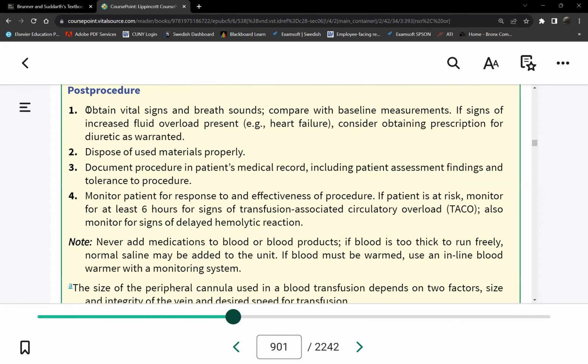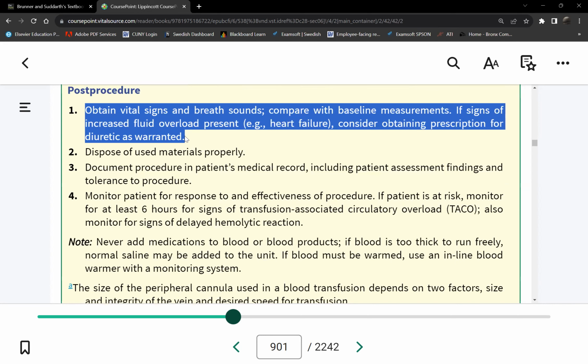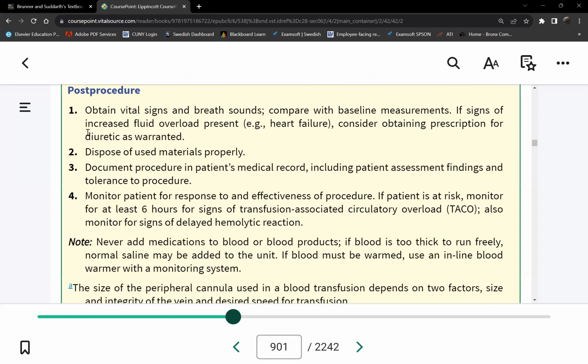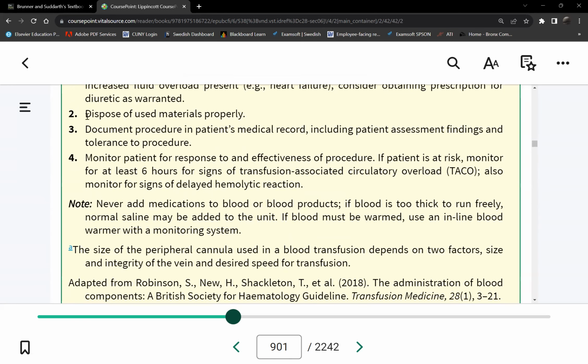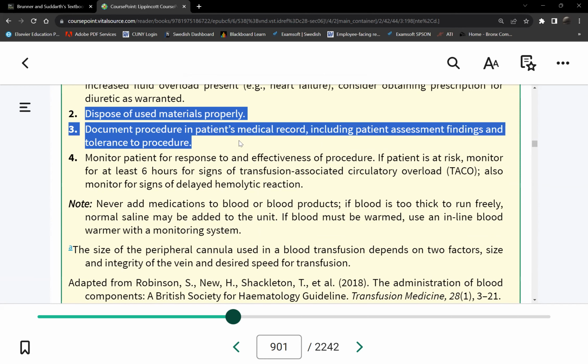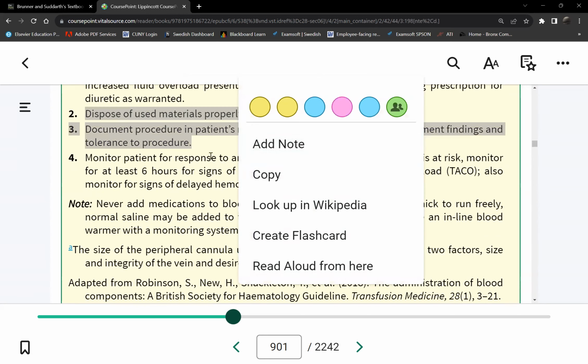Post procedure, so watch the patient. Vital signs, again, it's a hypertonic solution. Check for signs of fluid overload: the neck veins, shortness of breath, lung sounds, okay? And if it is, then call the doctor, ask for a diuretic. Dispose of the materials. Where do the empty blood bag and the blood tubing, which still contains blood, where do we throw them away? Where do we put them? The biohazard bags. Very good. Go look for a red biohazard bin, throw it there. Then document the procedure. How did the patient handle it?